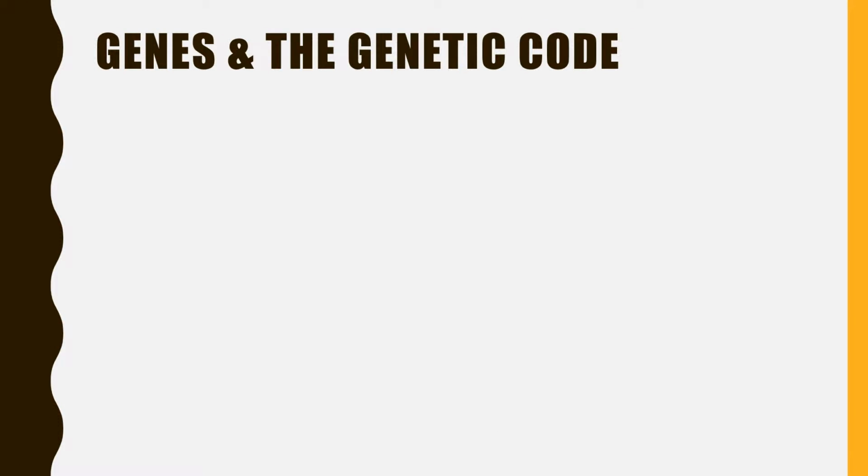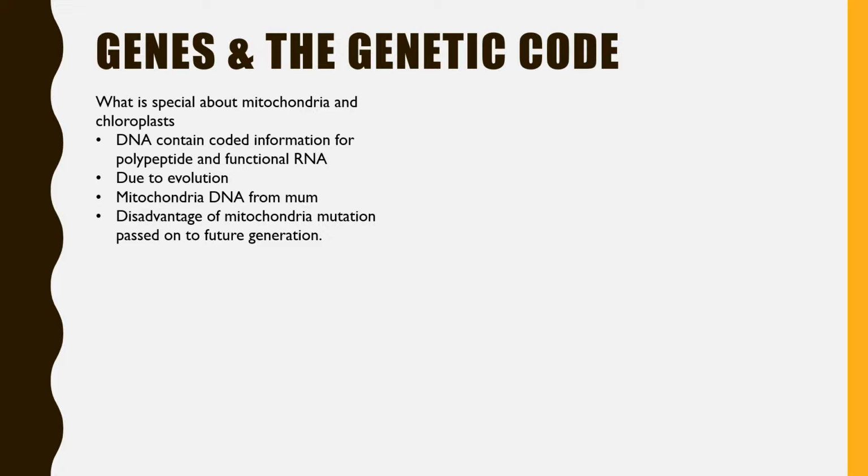Genes and the genetic code. So what is special about the mitochondria and chloroplast? Their DNA code contains coded information for a polypeptide and functional RNA. This is due to evolution. Your mitochondria you get from your mum. The disadvantage of mitochondrial mutations is that they're passed on to future generations. So if your mum has a mutation, your children are going to have the mutation, and so on and so on.